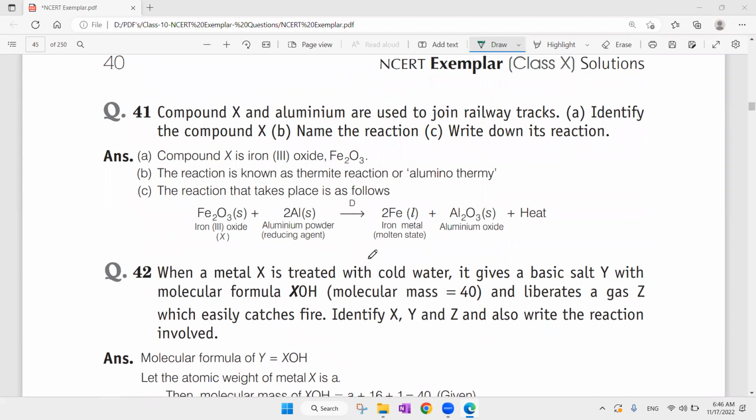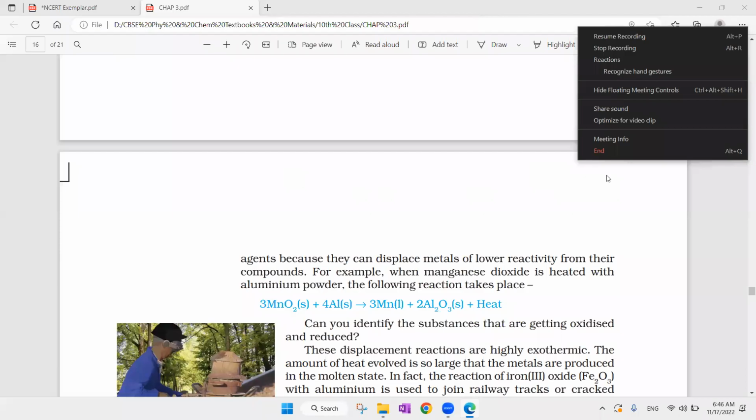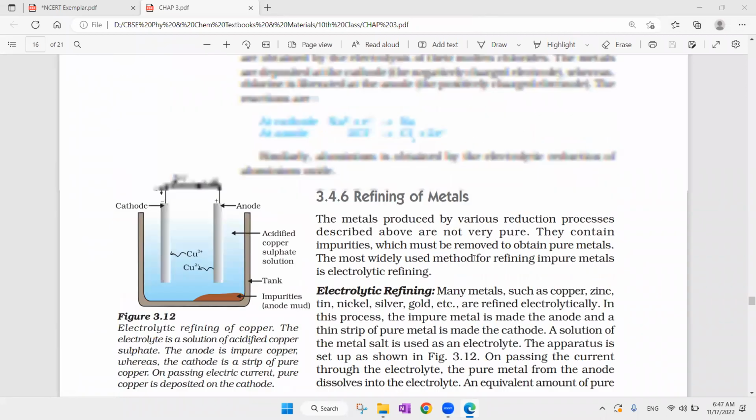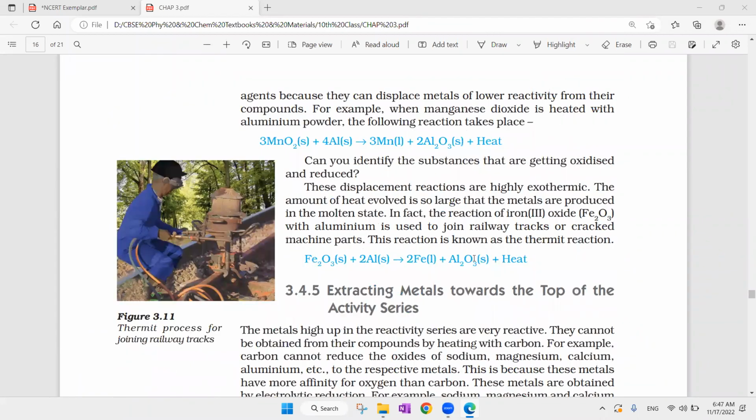41. Compound X and aluminum are used to join railway track. Whenever you are observing this joining railway track, you have to go with that thermit reaction. Identify the compound X. Yes, we know this equation which is straight away present in the textbook. If you observe the textbook, this is the equation. From page number 52, you can find this. This equation straight away you can write it.